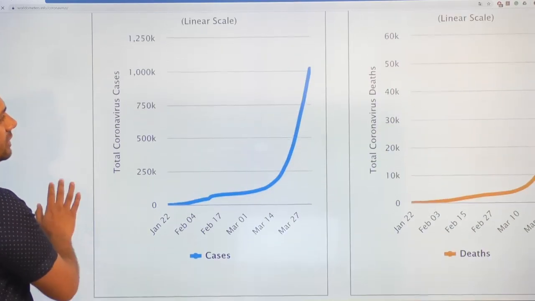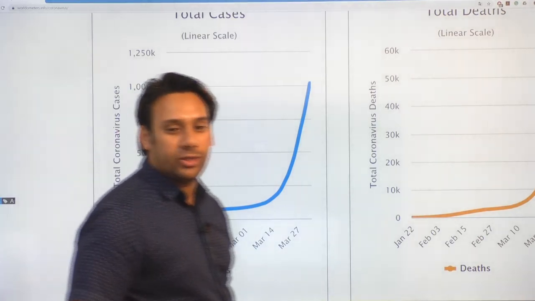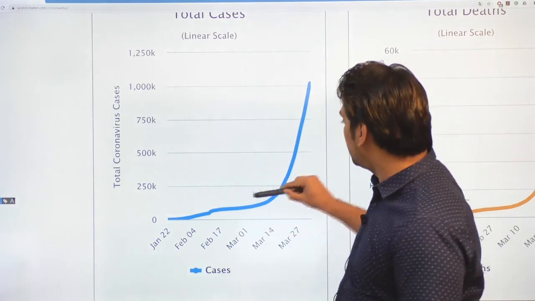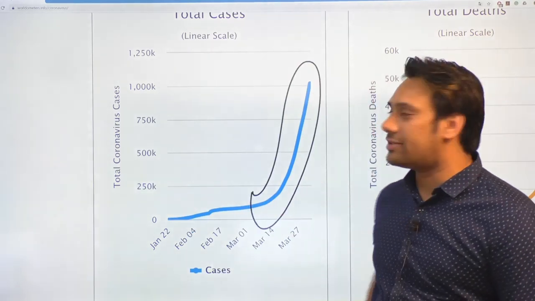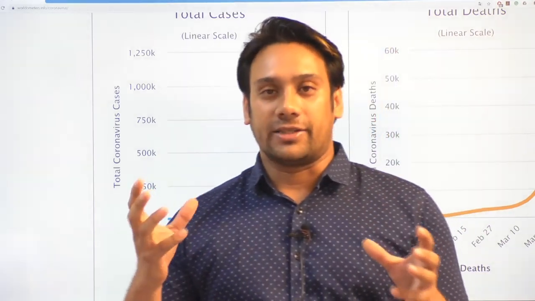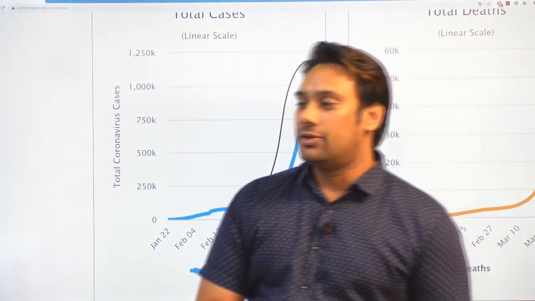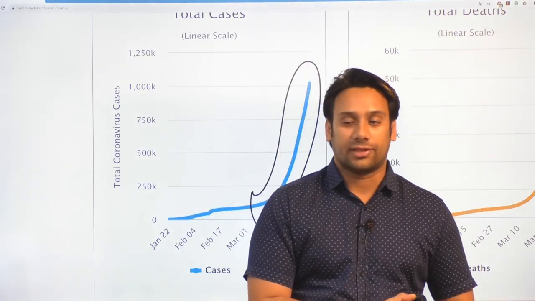So this graph is showing an exponential growth. ये जो ग्राफ है ये एक एक्सपोनेंशियल ग्रोथ पर है. This is growing in an exponential direction. So that means it is growing very fast. It is growing so fast that we cannot even control it. ये इतना फास्ट ग्रो कर रहा है कि आप इसको कंट्रोल नहीं कर सकते.